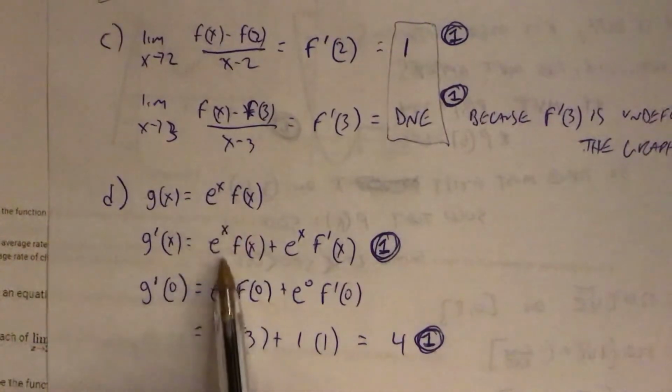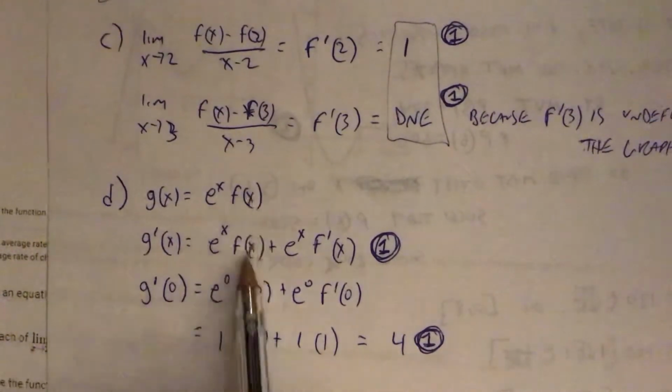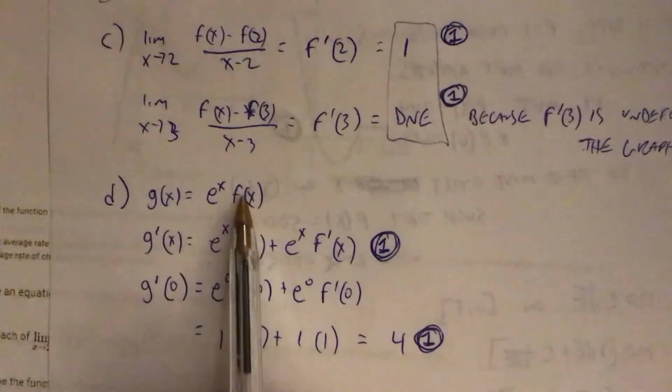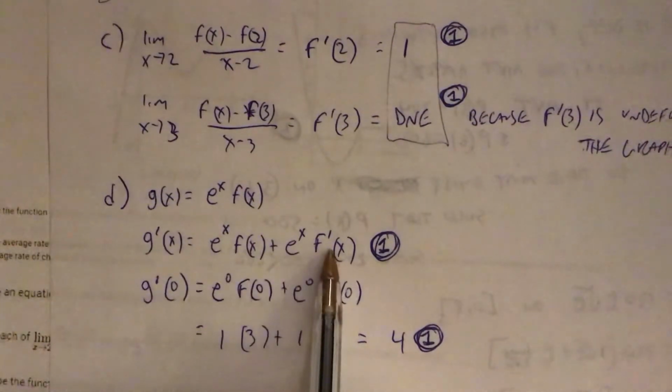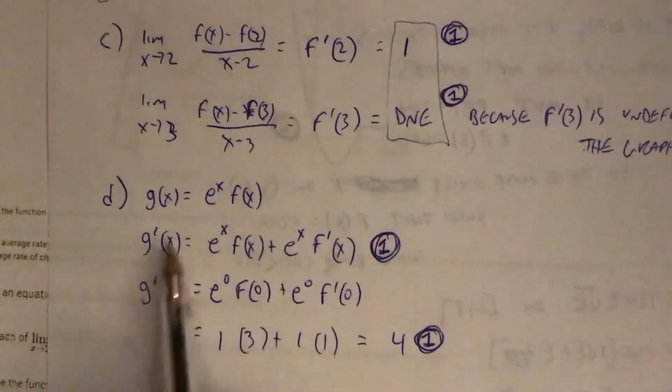So, the derivative of the first: remember, e to the x is its own derivative, so the derivative of the first is e to the x. Leave the second one alone. Add the first one, and then the derivative of the second one, the best you can say is f prime of x. So that's the derivative of f. This gets you a point because you used the product rule to get g prime of x.